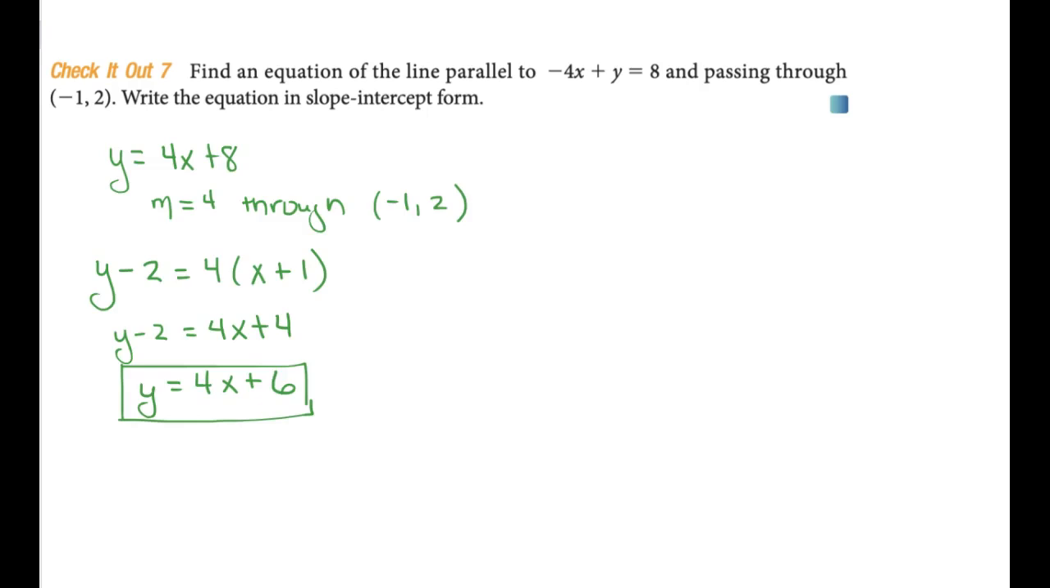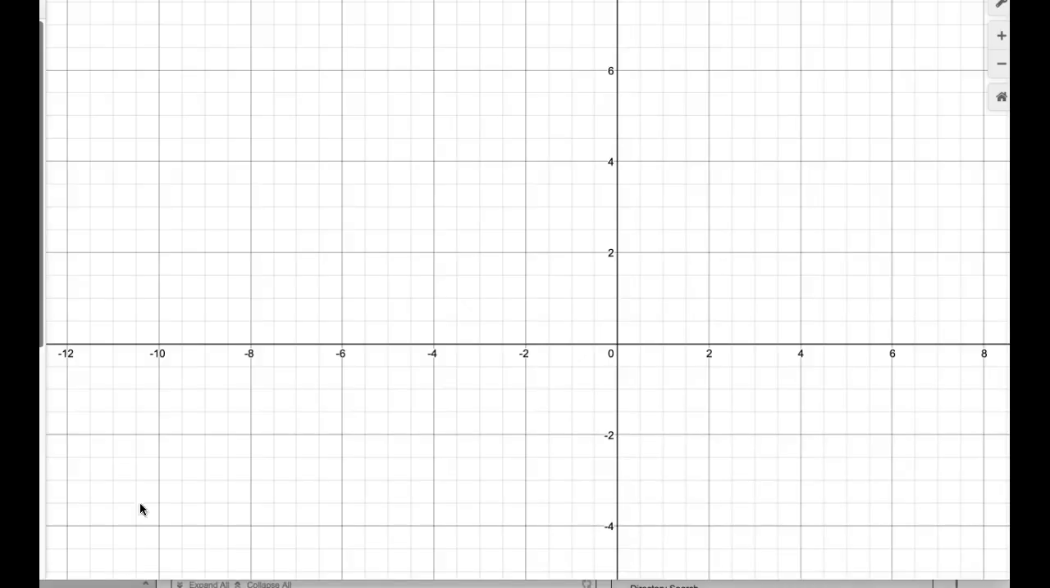So you should have gotten y equals 4x plus 6 as your line that passes through (-1, 2) and is parallel to the given line. And you can look at my work here. Pause if you'd like to. I'd like to show you what this looks like.